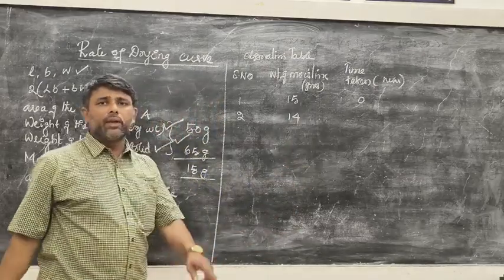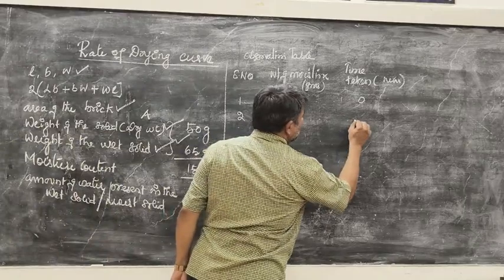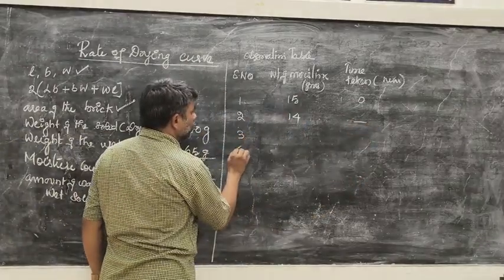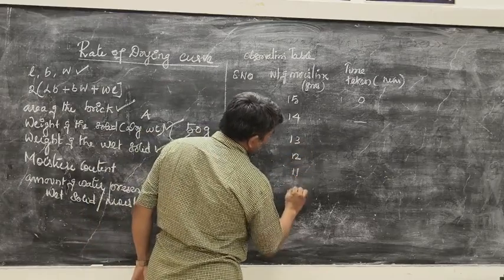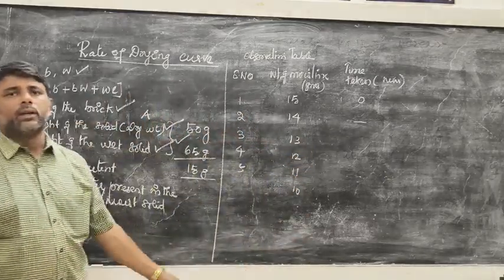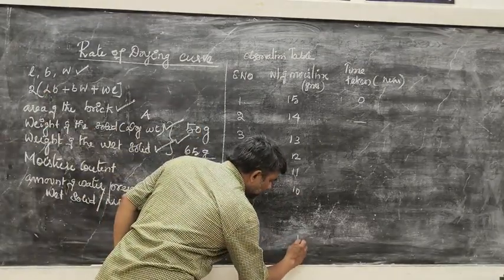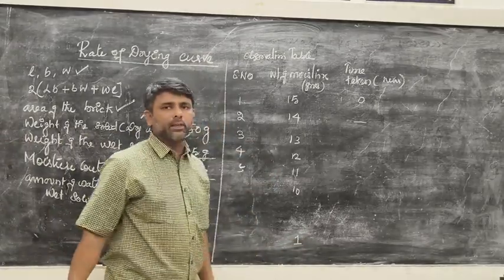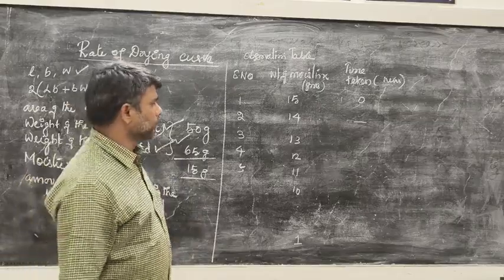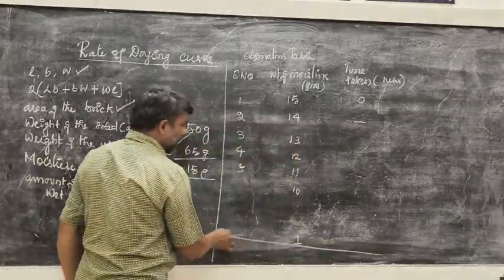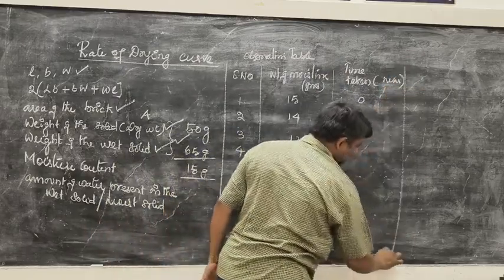That means 1 gram of weight loss. What about the time required? So note down the time. Third reading, fourth reading, fifth reading. Again 13, 12, 11, 10 and so on. It is not possible to bring it to 0. So stop your experiment at 1 gram of moisture or 2 grams of moisture, whichever is convenient for you. Now the observation table is ready.